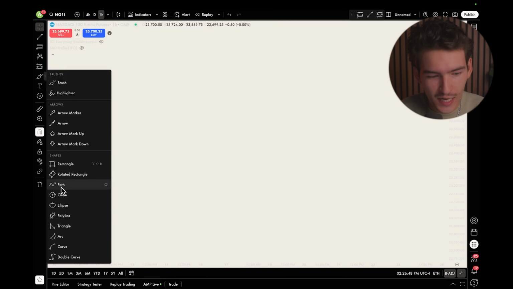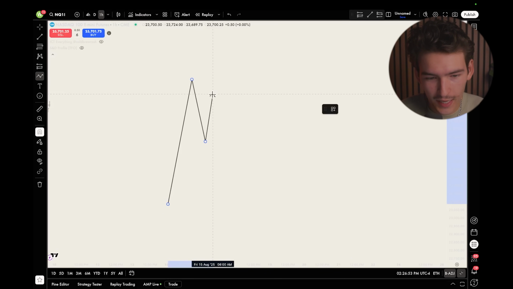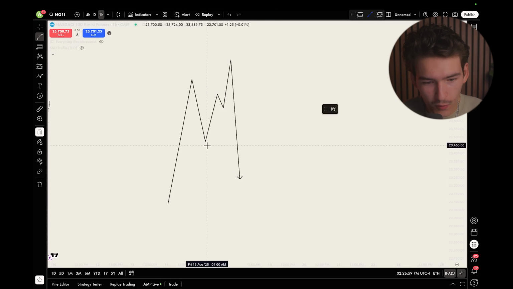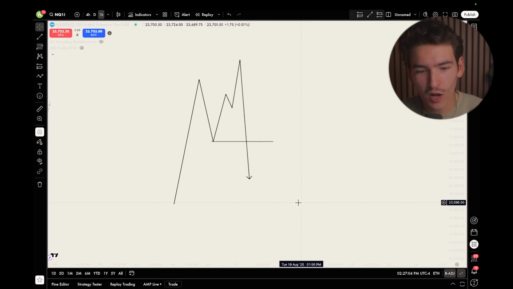Now, let me show you an example of what you might think is a valid break of structure, and then let me show you more context. Imagine I have a chart here, right? And then we have a move higher, and then we have a break. Most people would look at this and say, okay, that's a break of structure to the downside. Let me add more context to this.